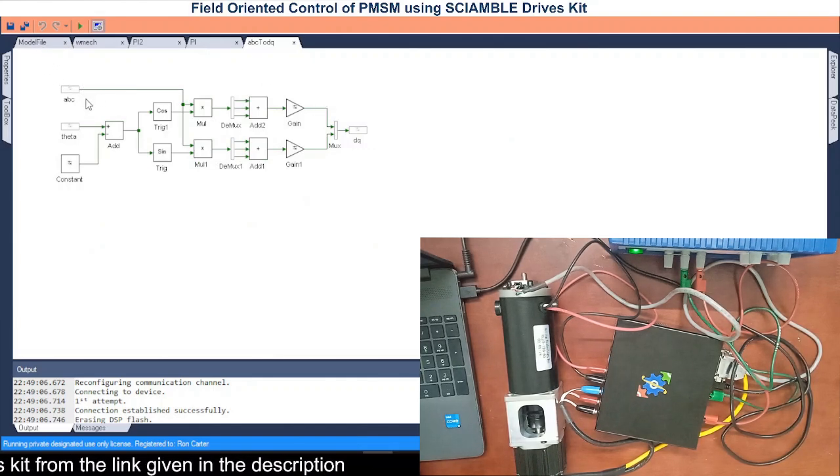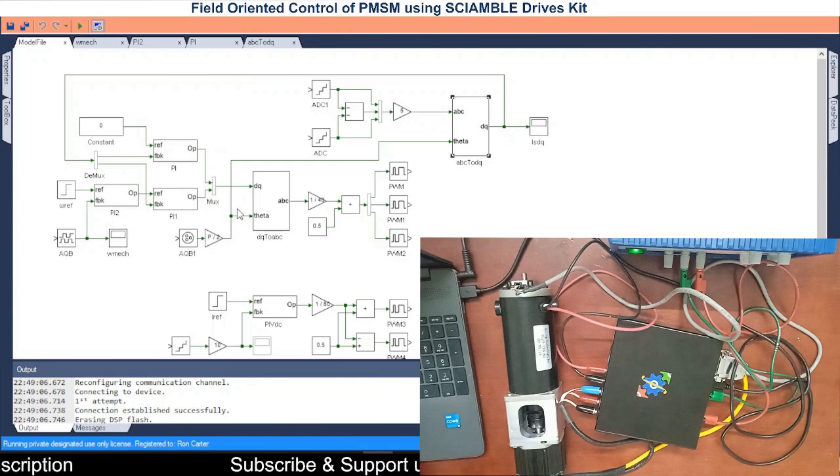From the values of A, B and C, we are calculating the values of D and Q, and here we have the value of theta coming from this encoder. So from the encoder we are finding out the angle. Initially the angle will be in terms of mechanical angle, and later it will be converted to the electrical angle. So P is the number of poles, and it is divided by 2.